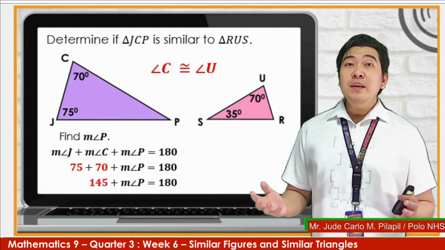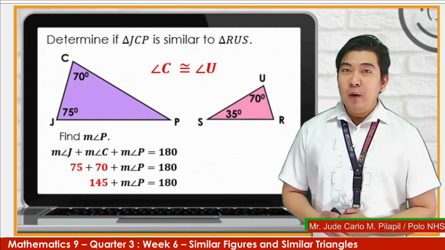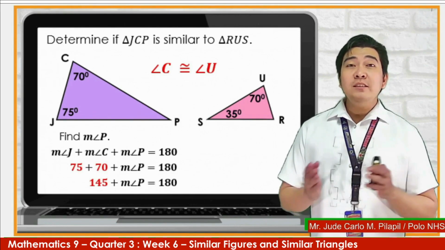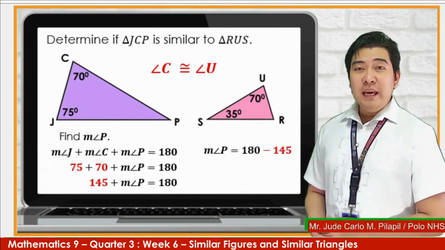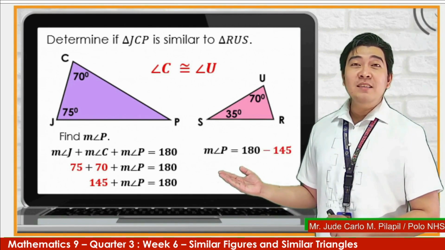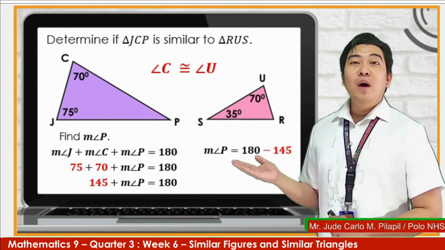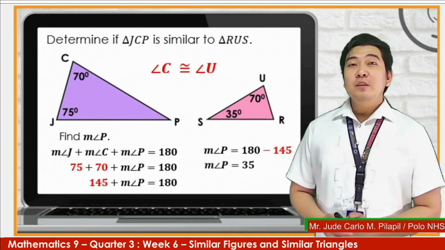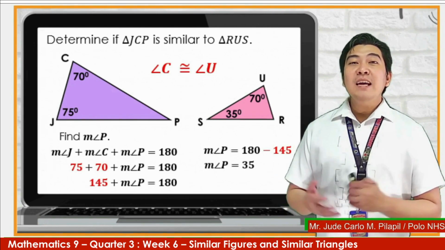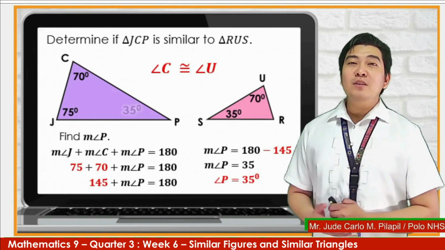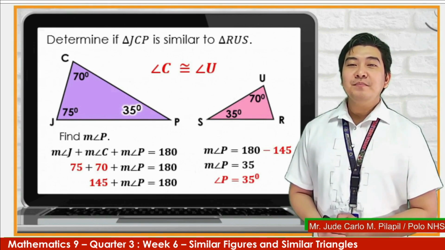And if we are going to use the addition property of equality by adding negative 145 to both sides of the equation, we will now obtain measure of angle P is equal to 180 minus 145. 180 minus 145 is equal to 35. Since the measure of angle P is 35, we can say that angle P is equal to 35 degrees.